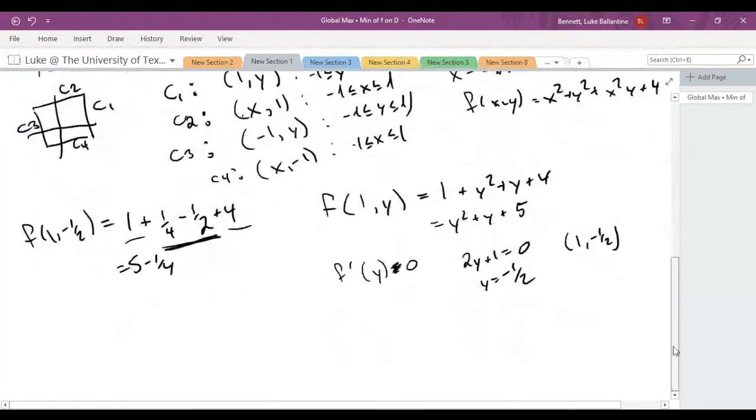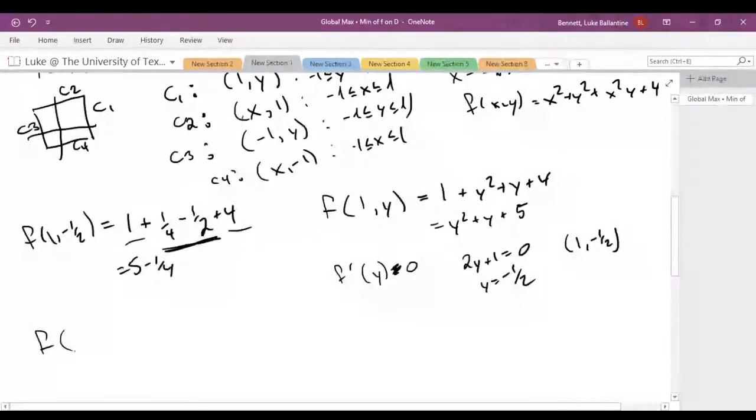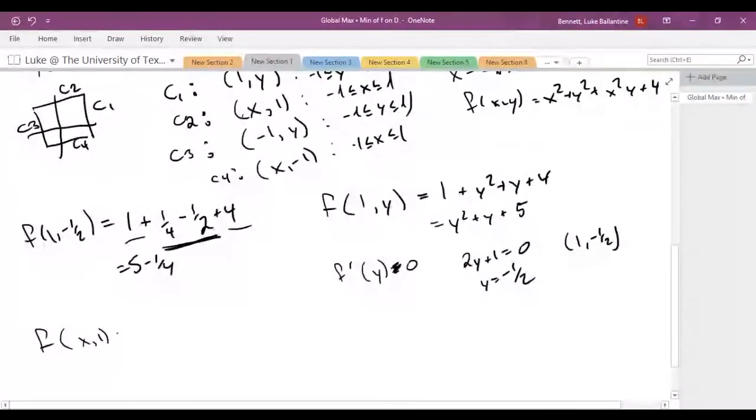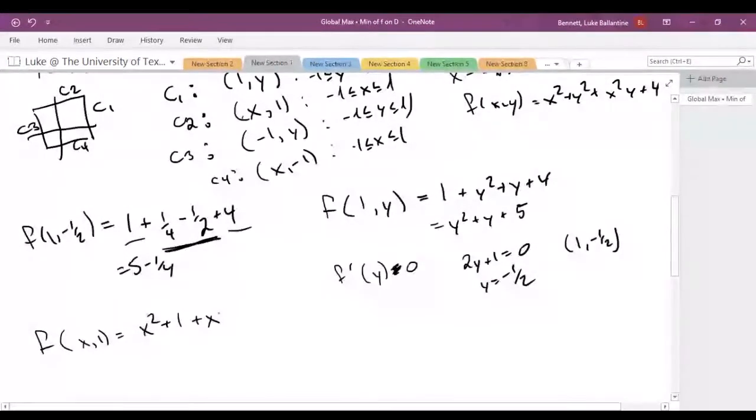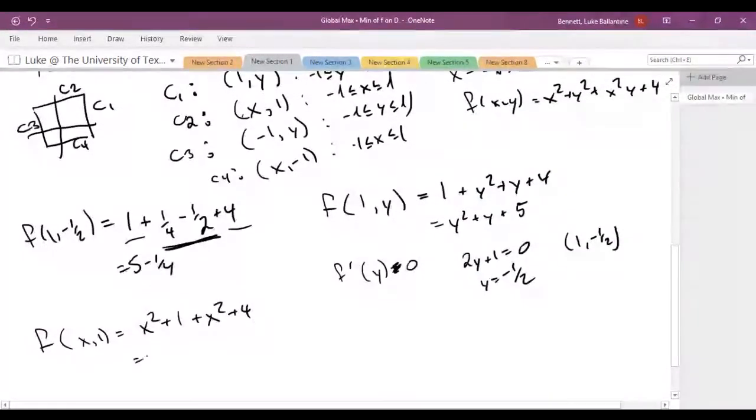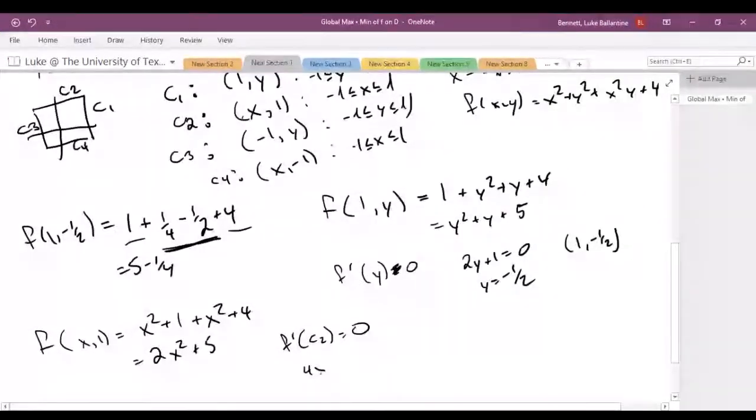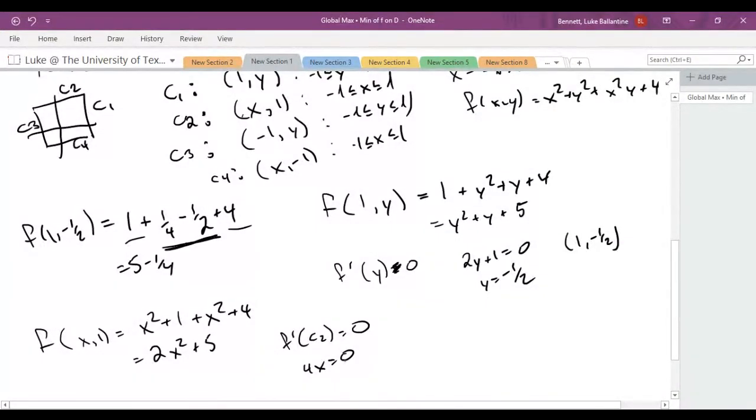Okay. And since this is on a closed domain and we're looking for the absolute extrema, you just find all the critical points and then compare them. Whichever one's the smallest is the minimum, and whichever one's the biggest is the absolute max. Okay, so then we have f of C2. C2 is x comma 1, which would be x squared plus 1 plus x squared plus 4. We have 2x squared plus 5. We set this derivative equal to 0. We have 4x equals 0. X equals 0.